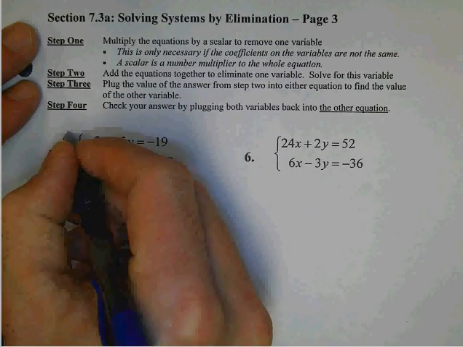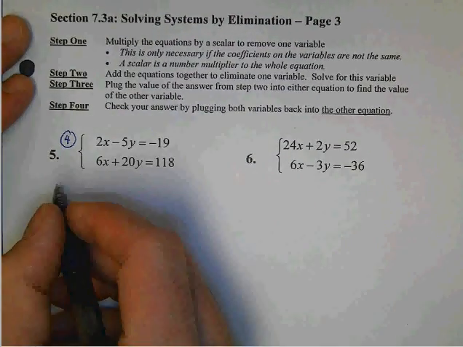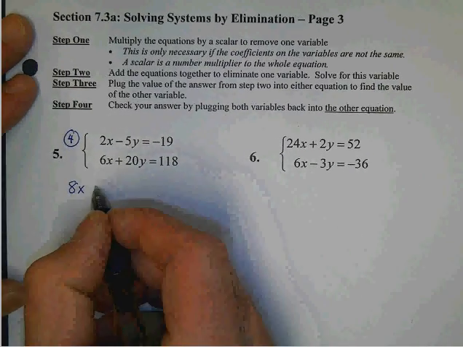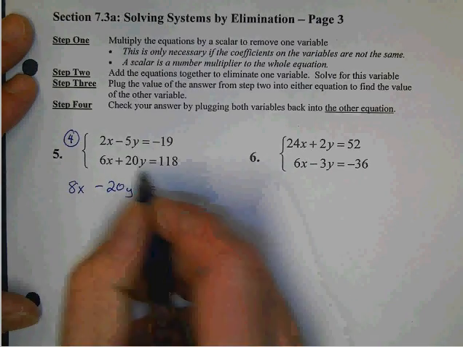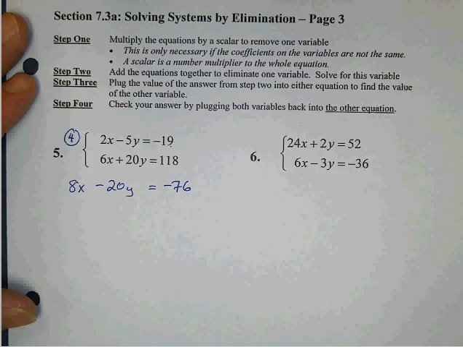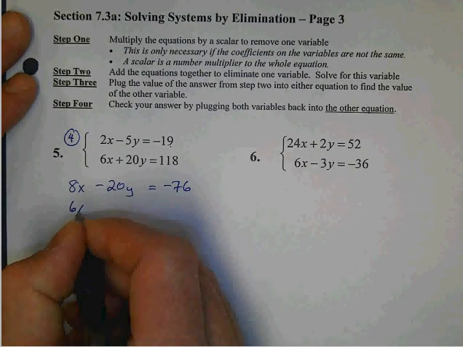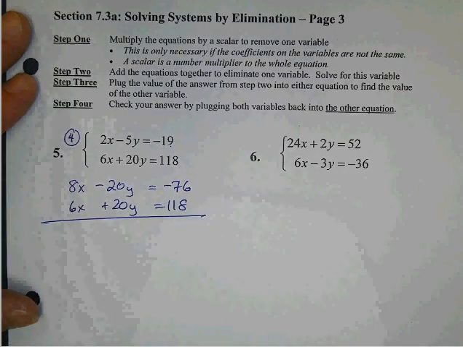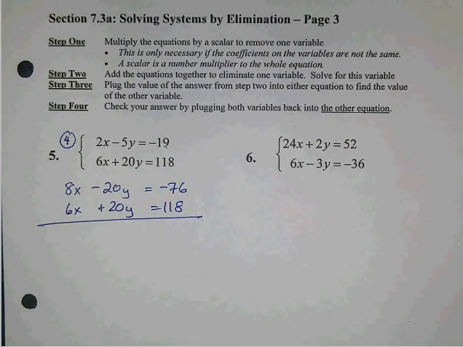That's a good call. So here we're going to write down the first equation. 4 times 2x is 8x. 4 times negative 5 is negative 20. And 4 times negative 19 is negative 76. The second equation doesn't change at all. 118. If you don't have your calculators, we may be needing them in a second because it looks like our numbers are getting big. By multiplying the first equation by positive 4, we got opposites, positive 20 and negative 20. Now the problem is very, very simple.